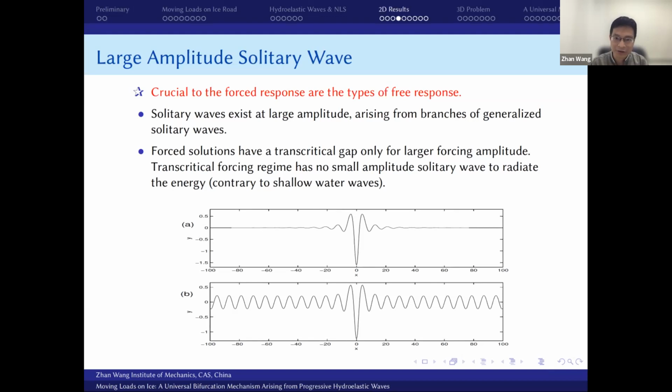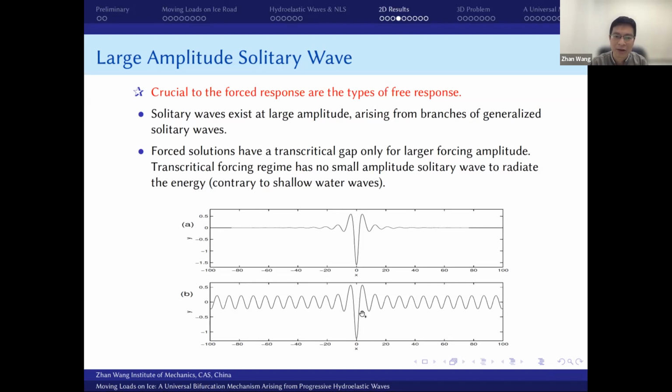So the answer is yes, we can find large amplitude wavepacket solitary waves without forcing. And this solution can only exist at finite amplitude, it cannot exist at small amplitude. The bifurcation structure of the problem is very, very different from other problems. It doesn't bifurcate from zero amplitude. It appears along the branch of the generalized solitary waves.